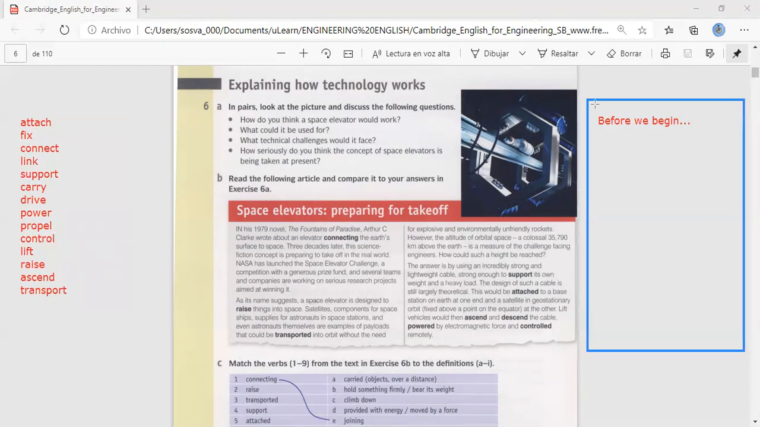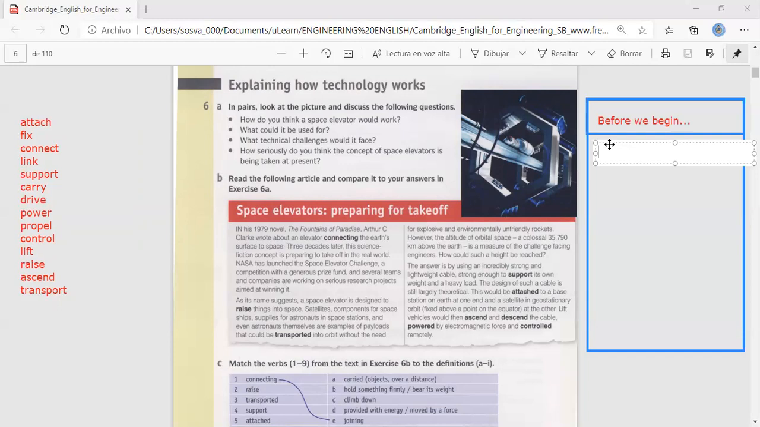Carry, carry things or carry objects. Drive, okay? Drive gear, or drive, etc., mando or principal. Power gives power. Propel, adecuado. Control. Lift is like rise. I think it's the same. Lift and rise, it's a similar term.